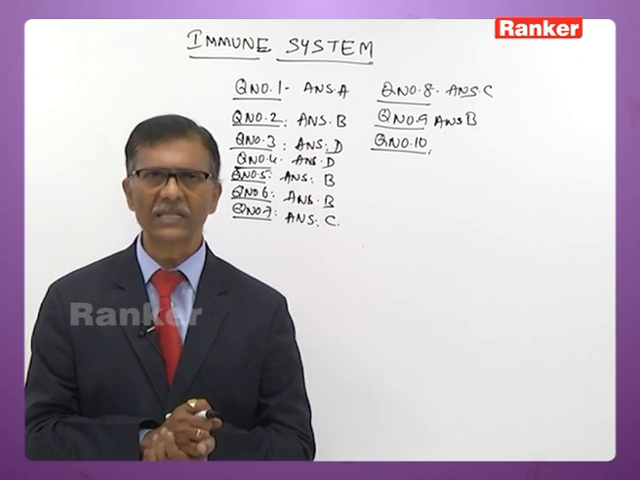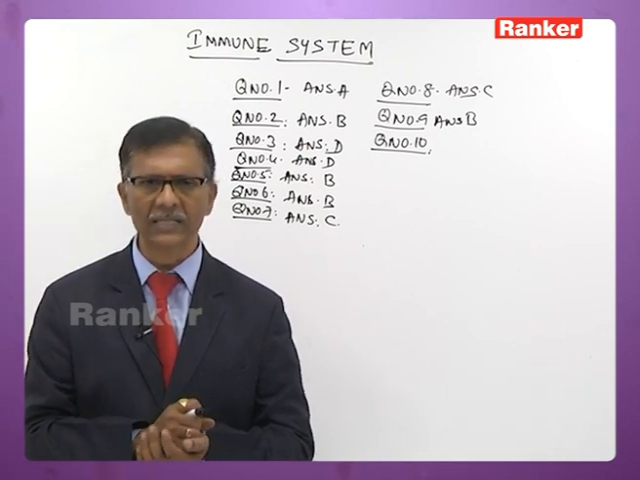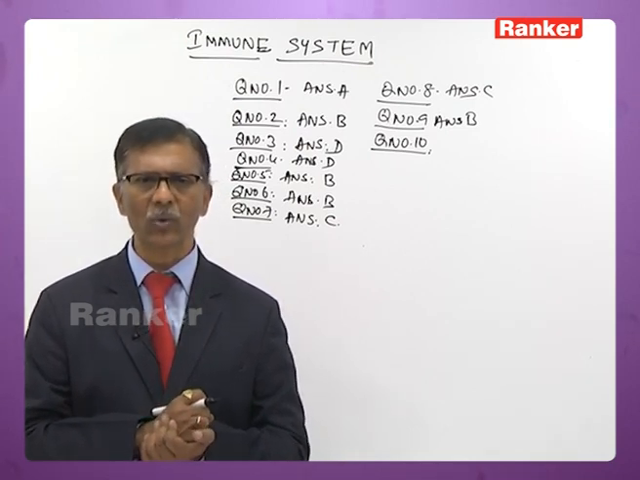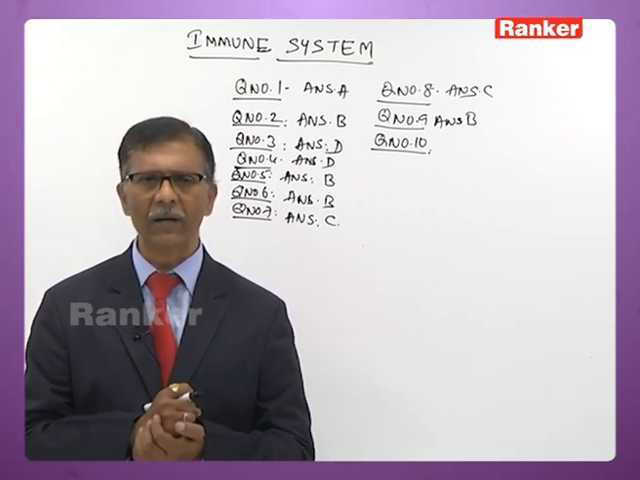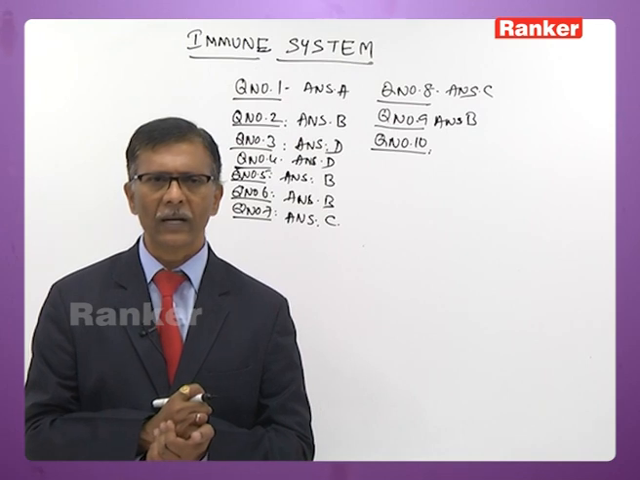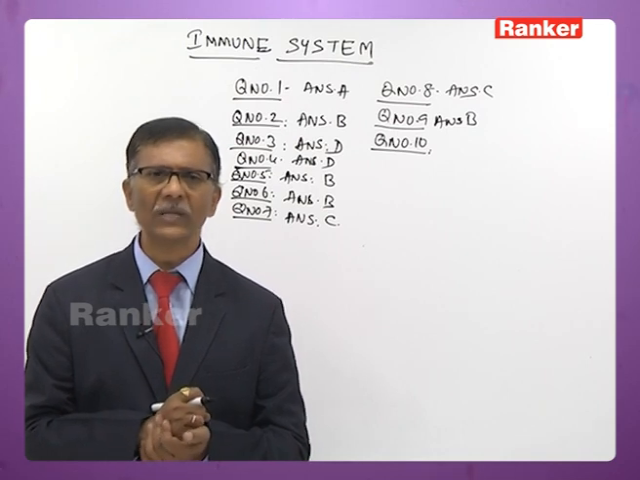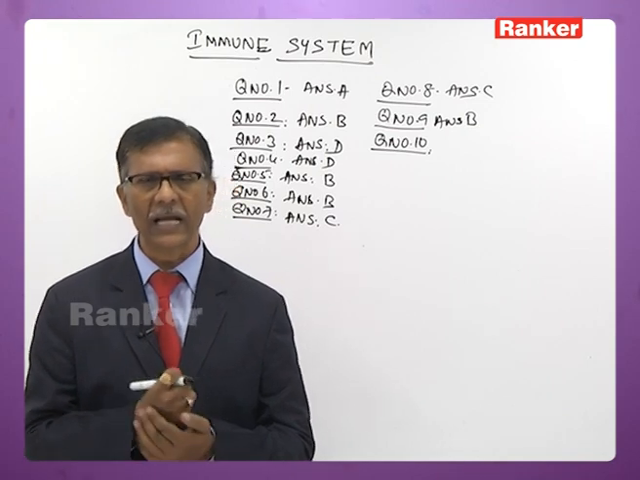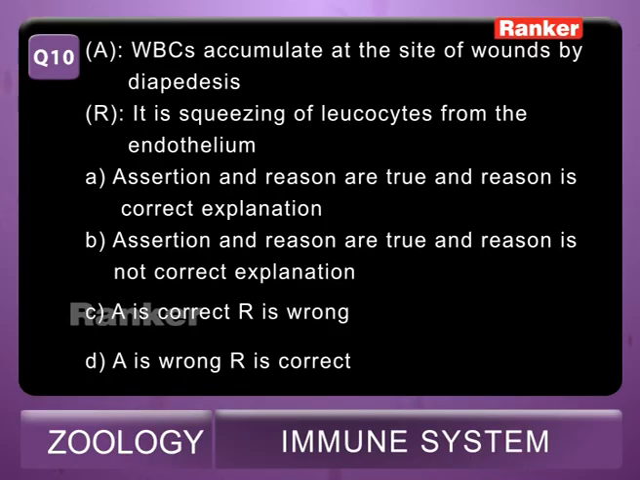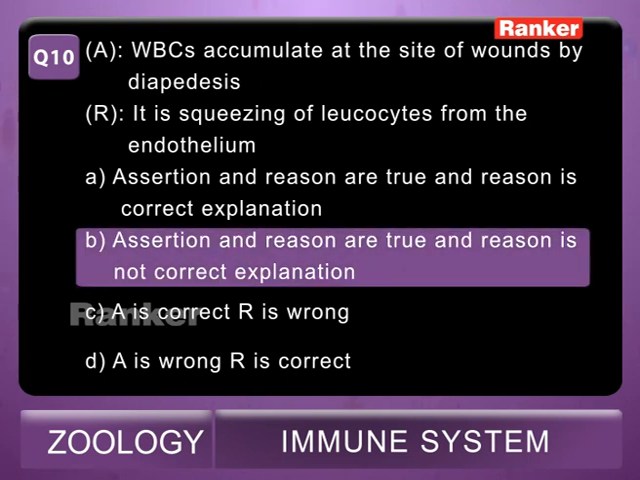But both assertion and reason are correct, that is, the reason is a squeezing of leukocytes from the endothelium of the blood vessels to fight against foreign particles. So for the 10th question, both assertion and reason are correct, but the reason is not the correct explanation of the assertion. The correct answer is B, that is, both assertion and reason are correct, but the reason is not the correct explanation of the assertion.